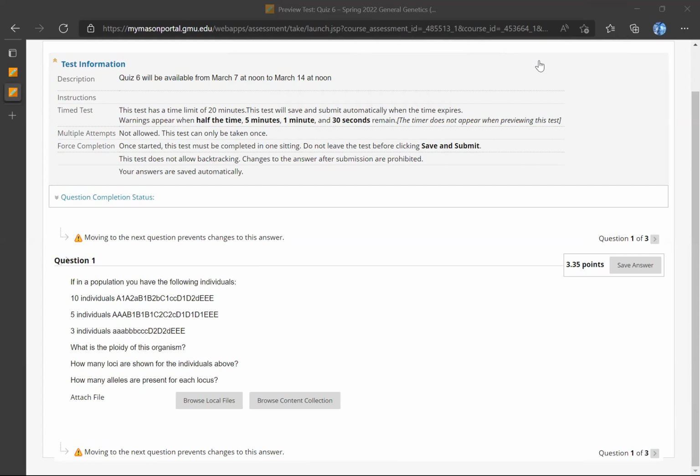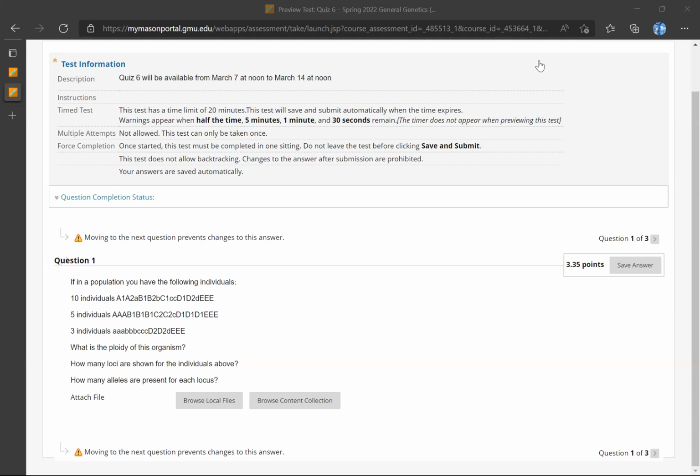Yes, exactly. Okay. And then to find the loci, we just look at all, okay, we have 3 A's, 3 B's, 3 C's, 3 D's. So it's 3. How many loci are shown for each? So it would be like A, B, C, D, E. So it's 5, right? Yes, exactly.